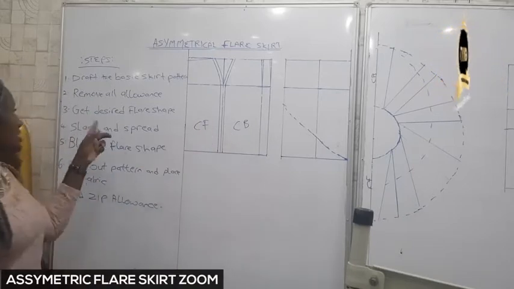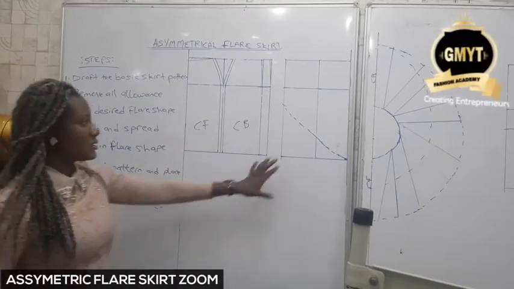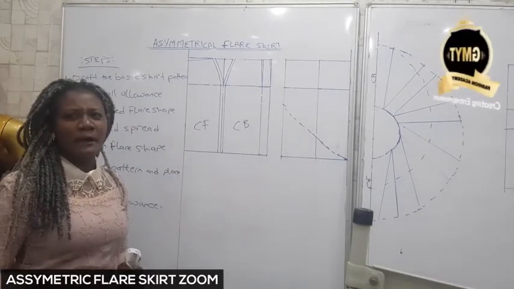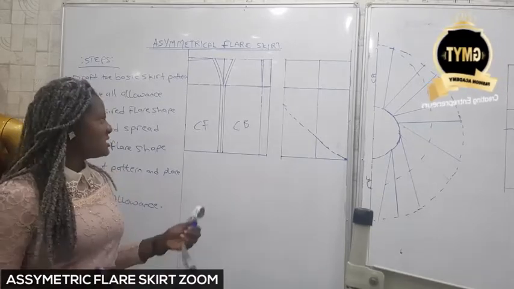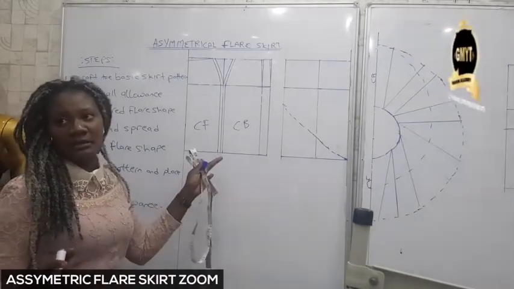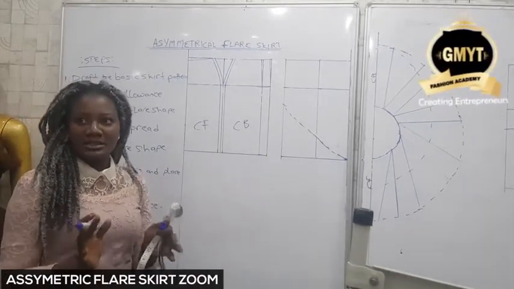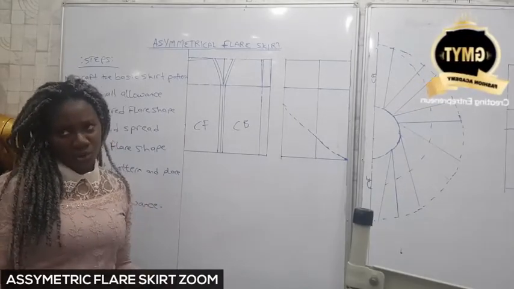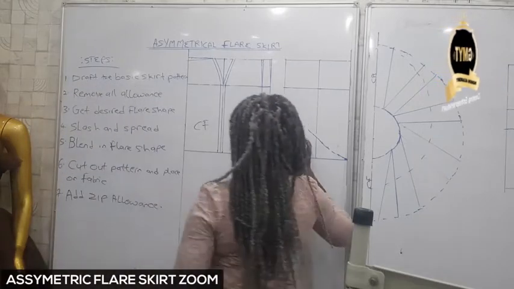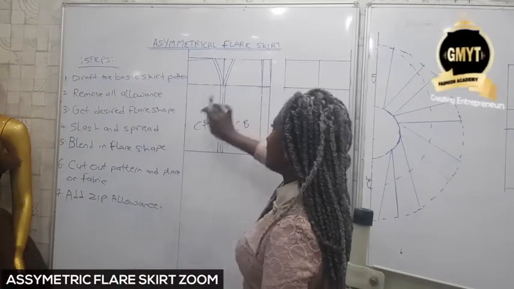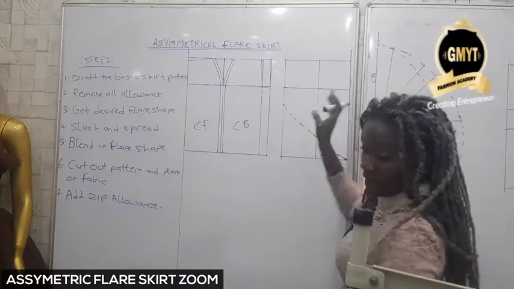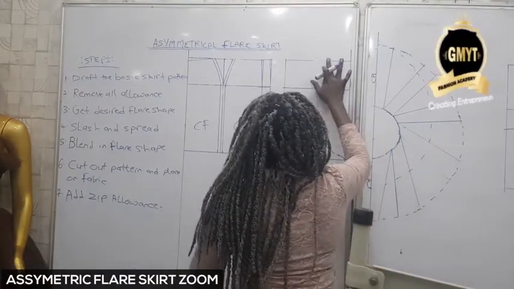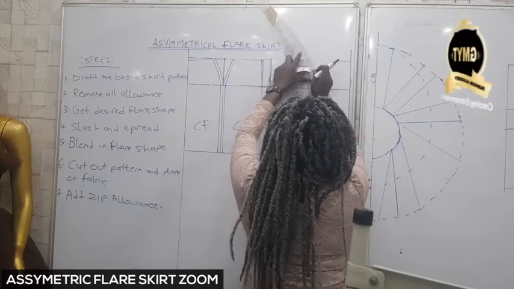The second step says remove all the allowance. Now I want you to note that most of my sewing techniques, depending on the style, I don't make use of the allowance, because it's always better for you to understand first before you add your allowance. At least you know that you have to add allowance for sewing. So this is my skirt now without the allowance. I remove my CF and my CB and I place them together. Sorry, I forgot to do my waistline. Okay, so let me do this.